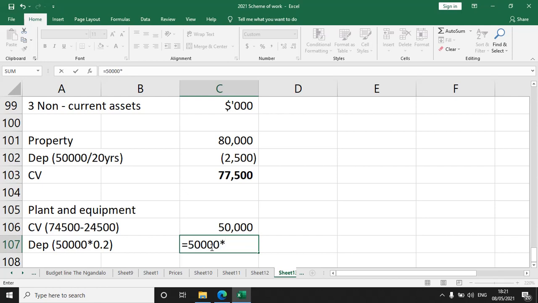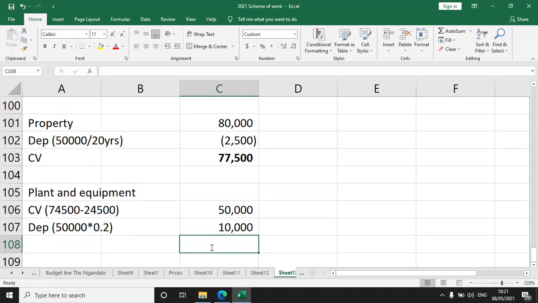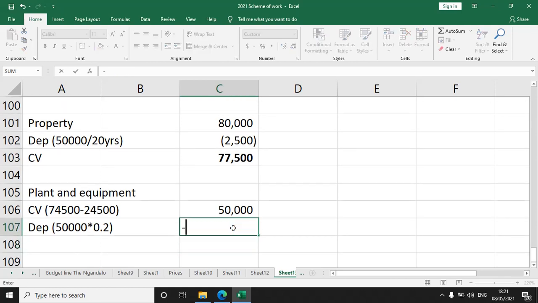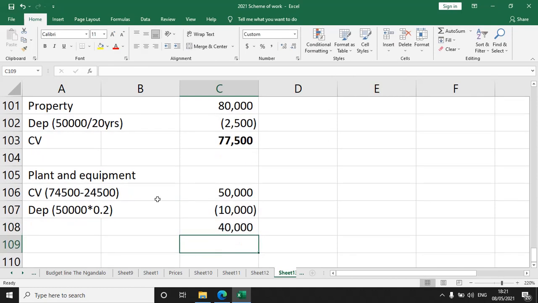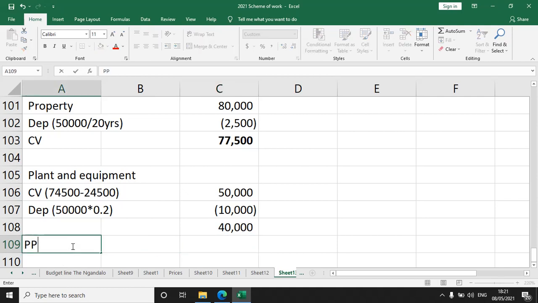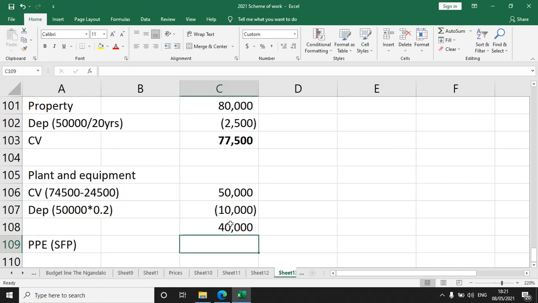50,000 by 20%. You've got a 10,000 there, meaning we can say minus 10 here, and I think that will be safe. So let's do the minusing. We have got a 40 there. So what does this mean? This simply means one thing for your property, plant and equipment in the statement of financial position. Please, I want to see the sum total of these two numbers.